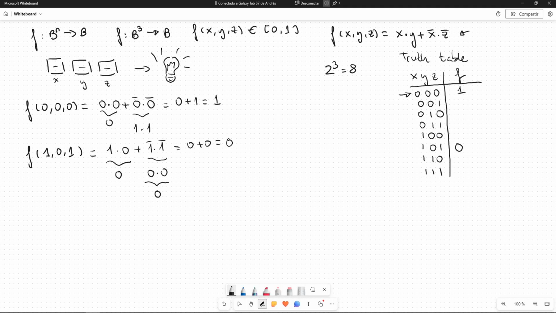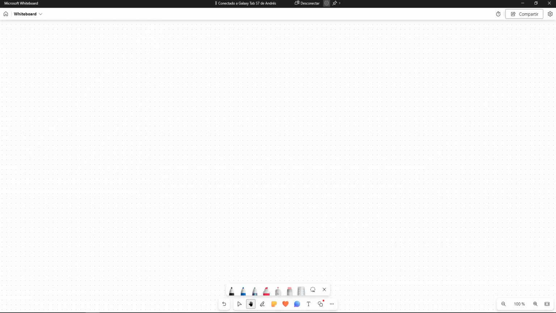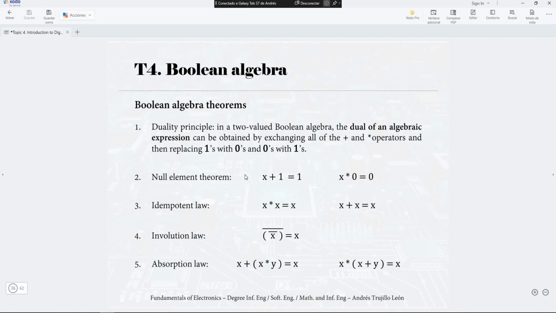As you can see, this method is really slow because we have to check every combination. If we have 4 variables, we are going to have to check 16 combinations. So we are going to see better and faster ways to go from the algebraic function to the truth table and vice versa. Okay? This is one of the targets of this topic. So we are going to come back to the slides and continue.